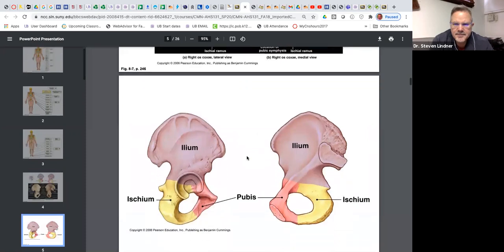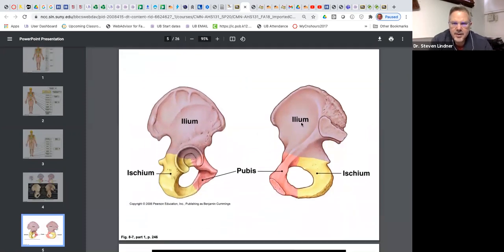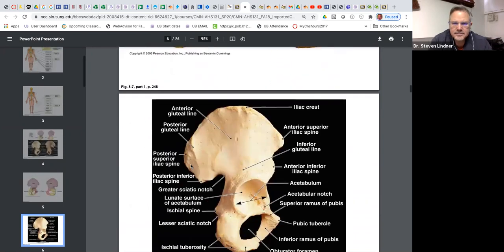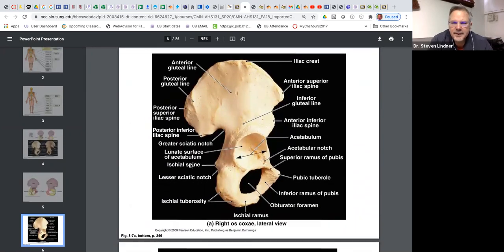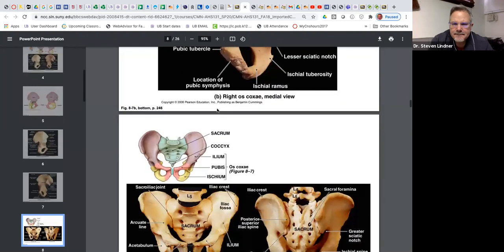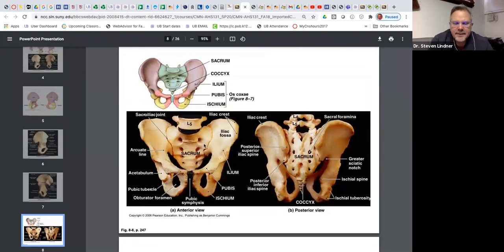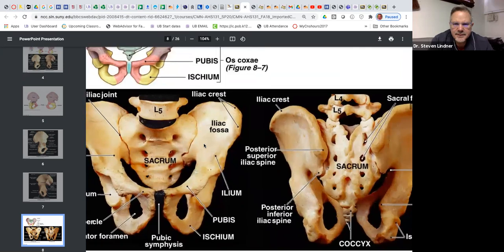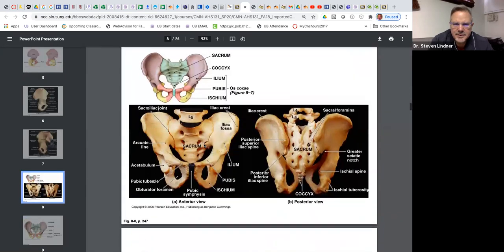Let's move down. Again, you can see the three major parts: ilium, pubis, and ischium. This is the obturator foramen. Here's the acetabulum. Nothing new here, all the same structures. If it's listed here and I didn't go over it, it means you're not accountable for it. When we look at it from the anterior view, let me just see if I'm going to have another. Yeah, so let me just zoom in here.